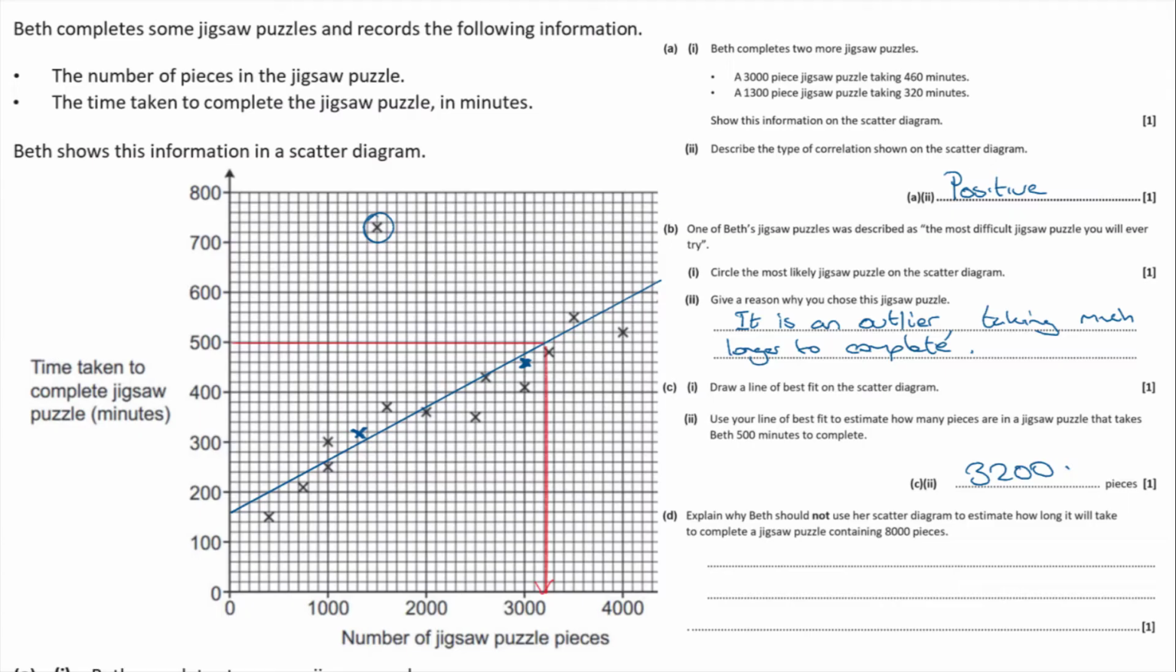Then finally, explain why Beth should not use her scatter diagram to estimate how long it would take to complete a jigsaw puzzle containing 8,000 pieces. That would be beyond the range of data, i.e. extrapolating.